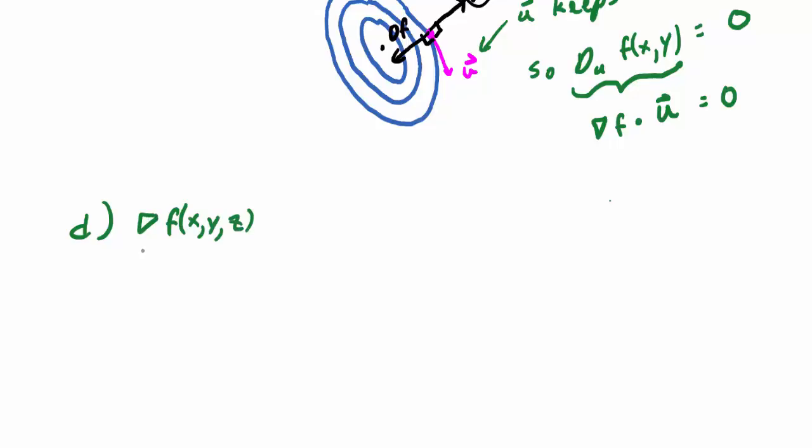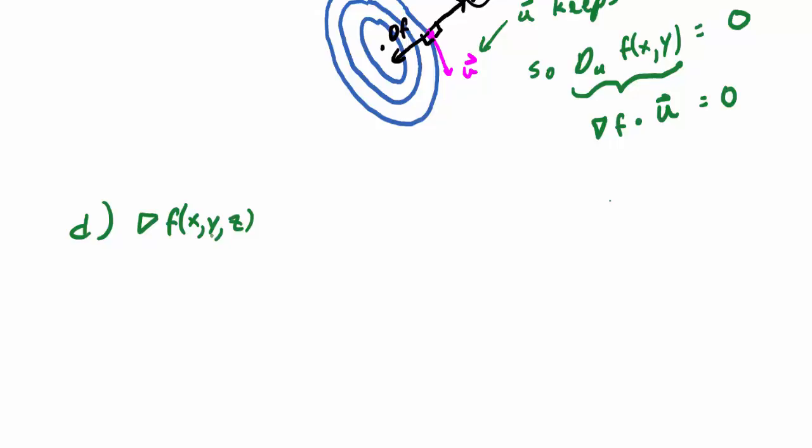Oh, wait a minute. I just upped it one dimension, right? Del f of x, y, z. Well, if del of f of x, y is normal to the level curves of f, then what do the levels of a three-input variable function look like? They're not level curves, they are level surfaces.